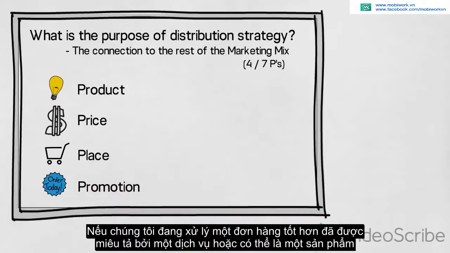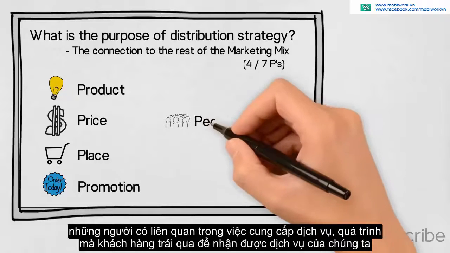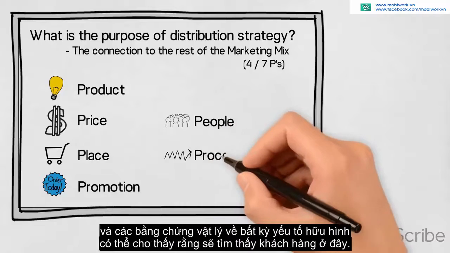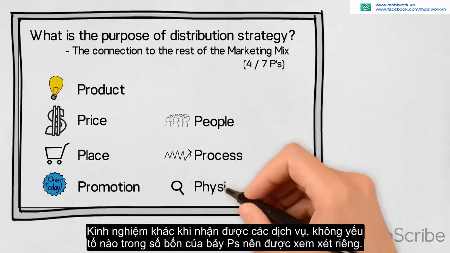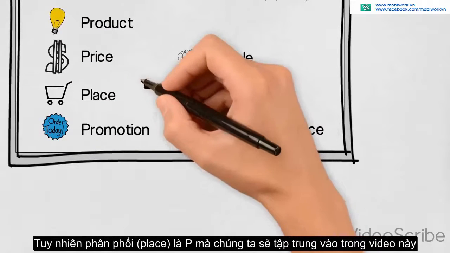If we're dealing with an offering that is better described as a service, or perhaps a product that includes large elements of service, we might also want to look at the additional 3 Ps. The people that are involved in delivering the service, the process that our customers will go through in order to receive our service, and the physical evidence, any visible or tangible elements that the customer will see, hear, or in other ways experience when receiving the service. None of the 4 or the 7 Ps should be decided on in isolation. However, place is the P which we will focus on in this video.